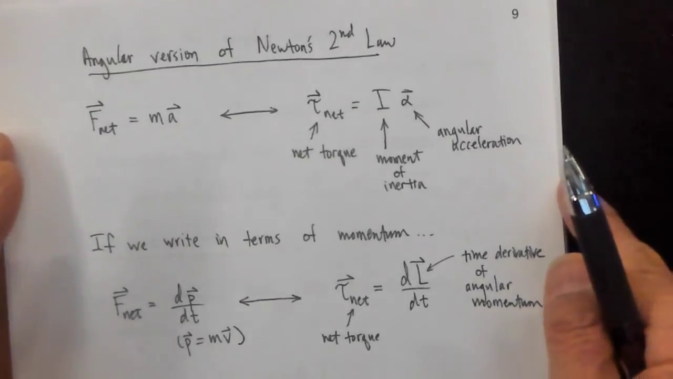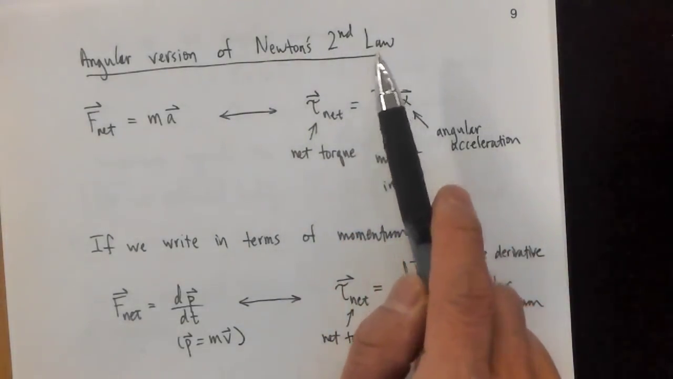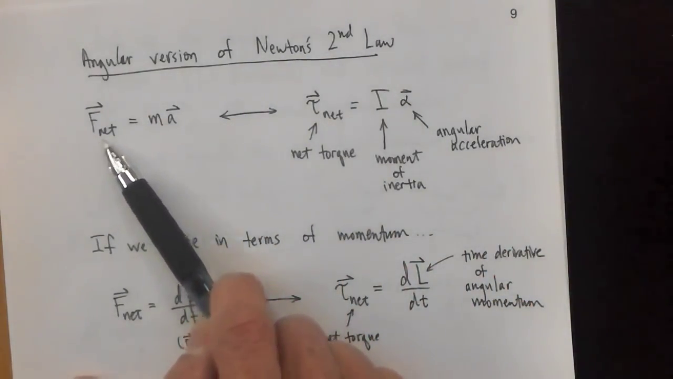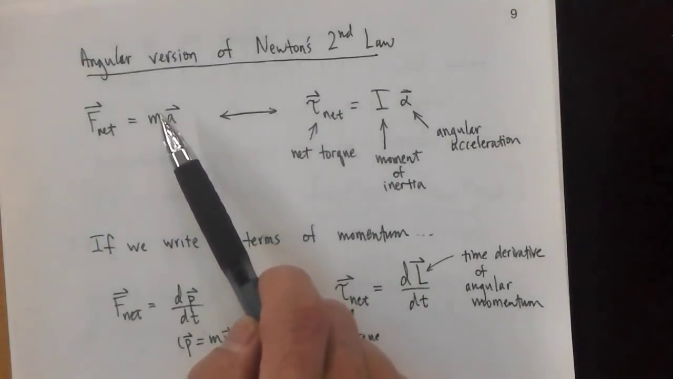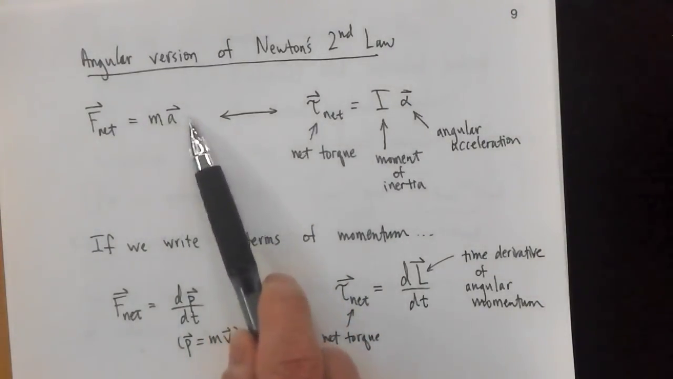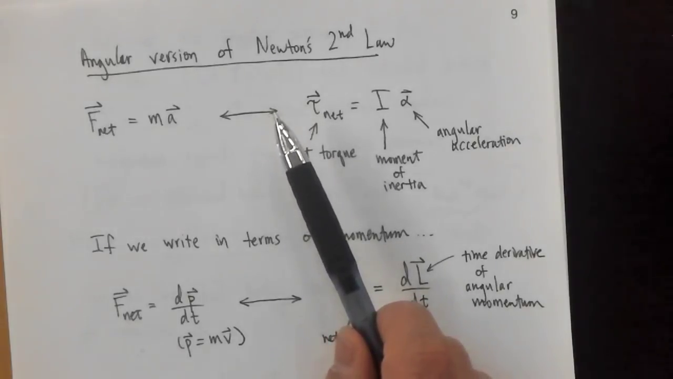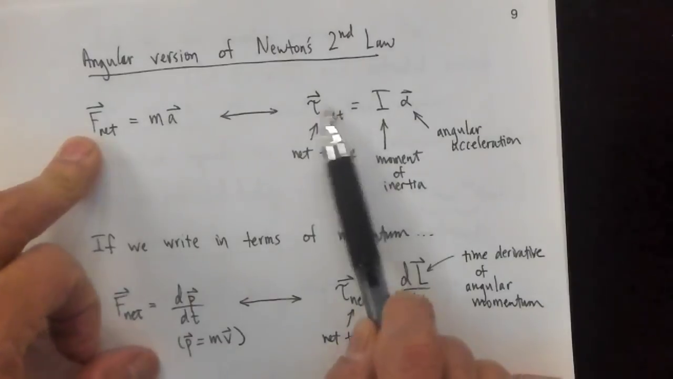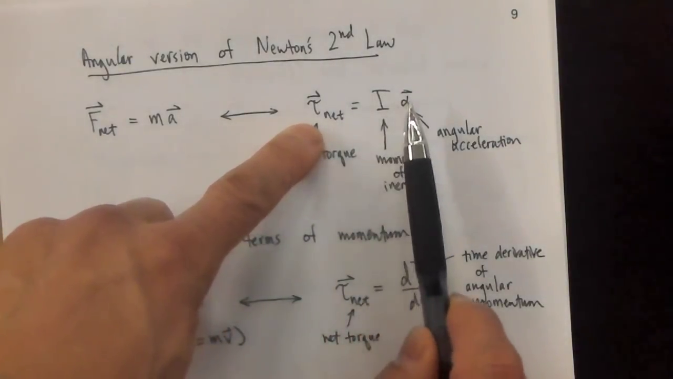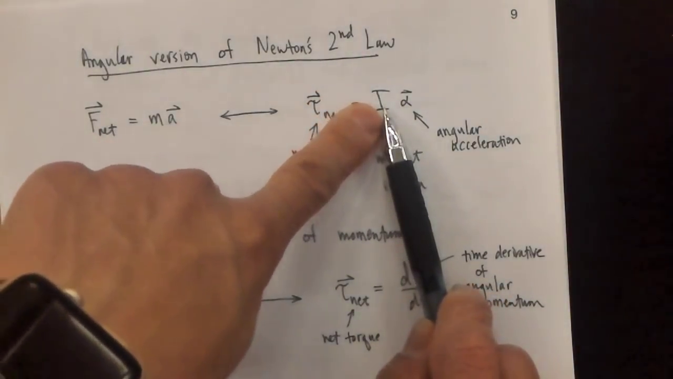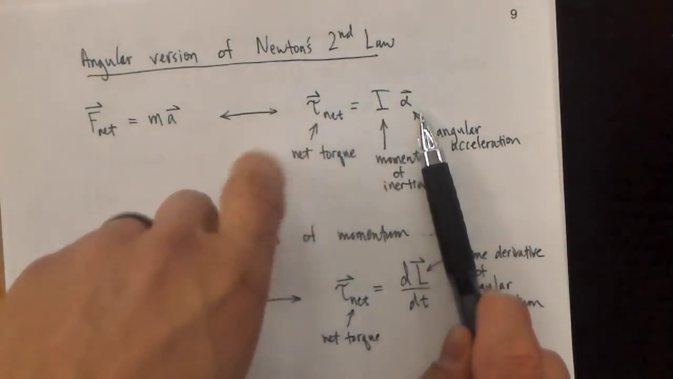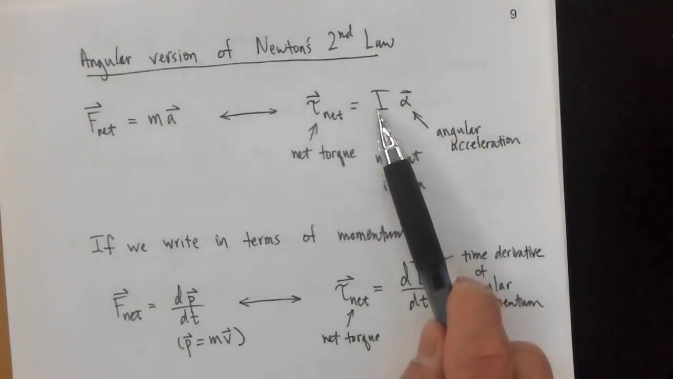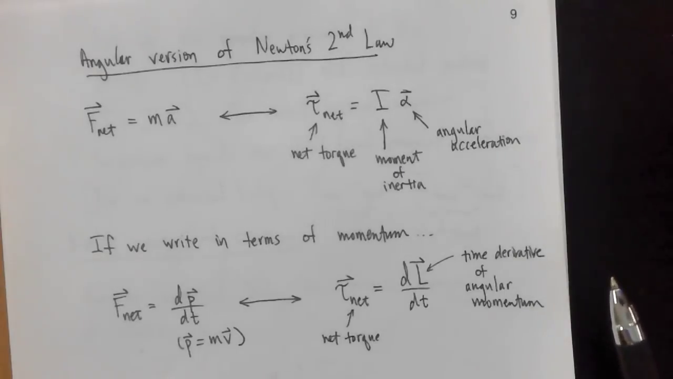Okay, then we have the angular version of Newton's second law. So this is Newton's second law, F net is equal to ma. Hopefully that's seared in your memory forever. Now we are going to do the angular, the rotational version of that. Force becomes torque. Net torque is equal to, m becomes moment of inertia I, a becomes angular acceleration alpha. So net torque is equal to I times alpha.